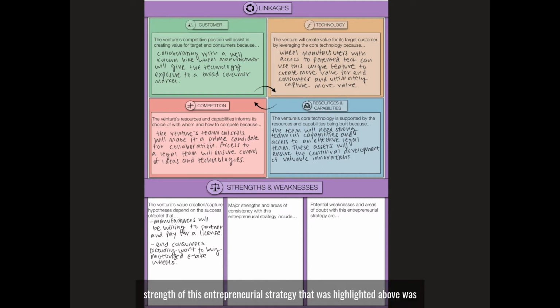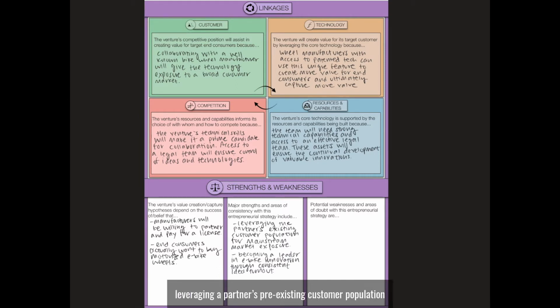One major strength of this entrepreneurial strategy that was highlighted above was leveraging a partner's pre-existing customer population for mainstream market exposure. This strategy also offers the potential to become a leader in e-bike innovation through consistent idea turnout. So if executed correctly and successfully, this strategy would bring the Copenhagen Wheel to market quickly, and it would make Superpedestrian one of the leaders in the industry.